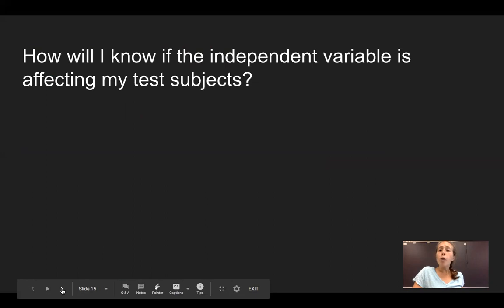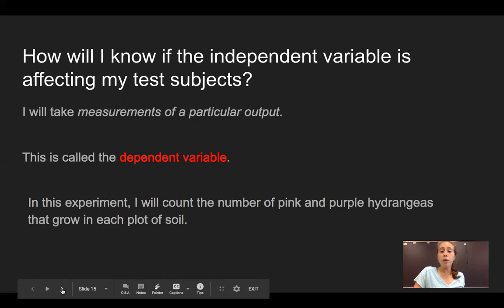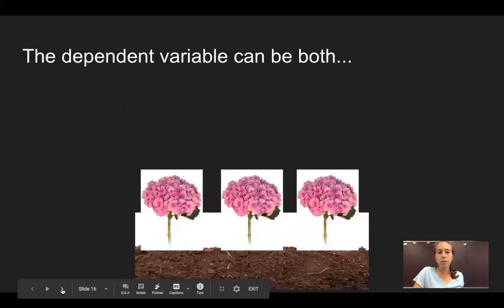Okay. How will I know if the independent variable, the pH, is affecting my test subjects? Well, I am going to need to take a measurement of a particular output. This is referred to as the dependent variable. Okay. In the case of this experiment, I'm going to count the number of pink and purple hydrangeas in each plot of land, my experimental plots, as well as my control plots.